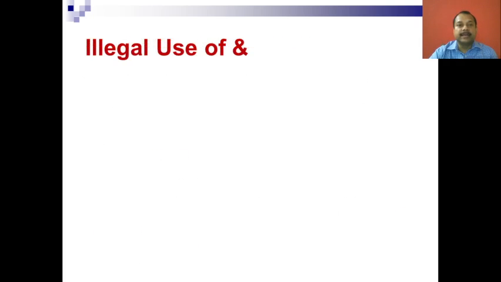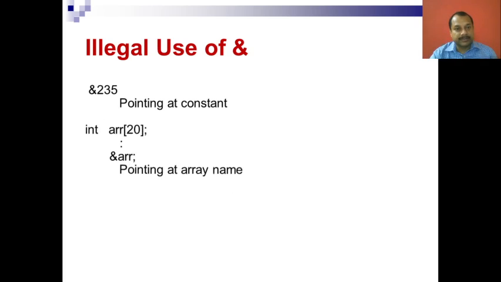However, there are some illegal uses of ampersand which are not allowed. The first one, &235, pointing at a constant. What does that mean? That doesn't mean anything, because no explicit memory is required to store 235. In order to store that, some memory is required, but that is not having any particular address. Since it's a constant, I can store it in some area where changes are not required.